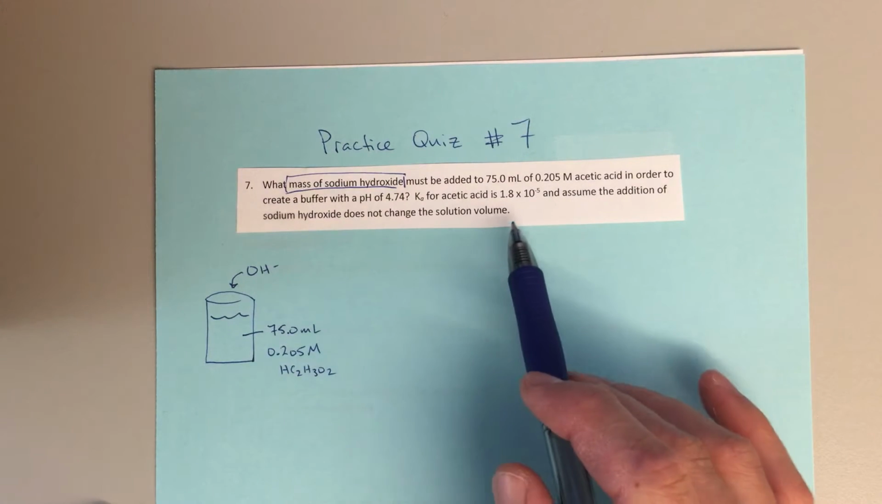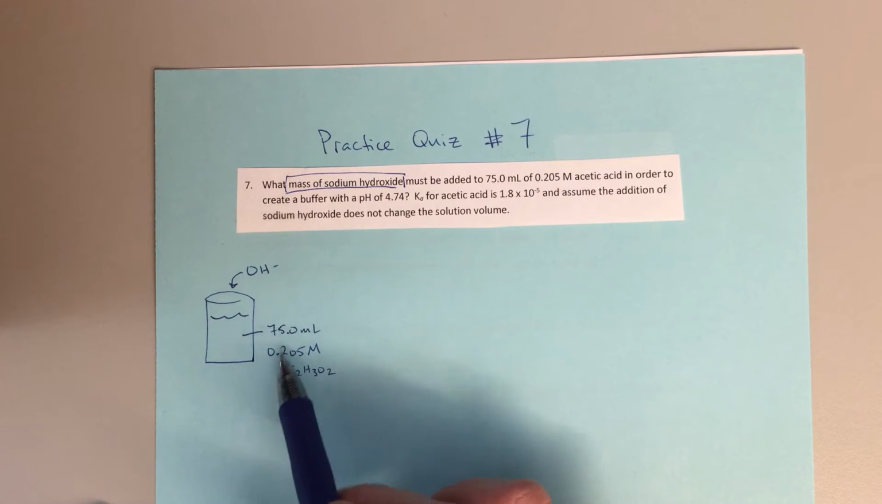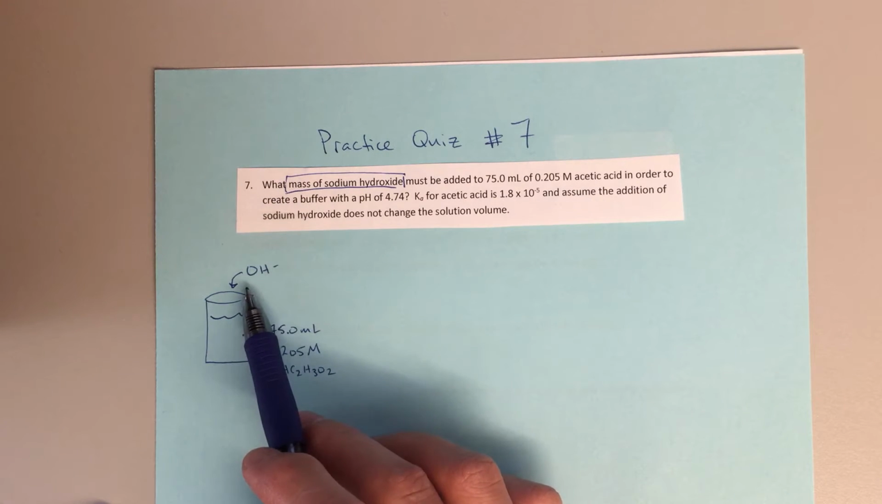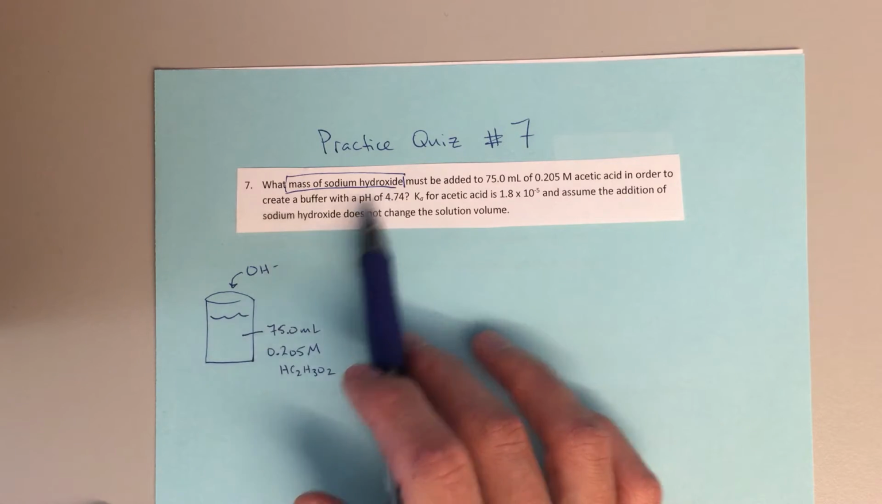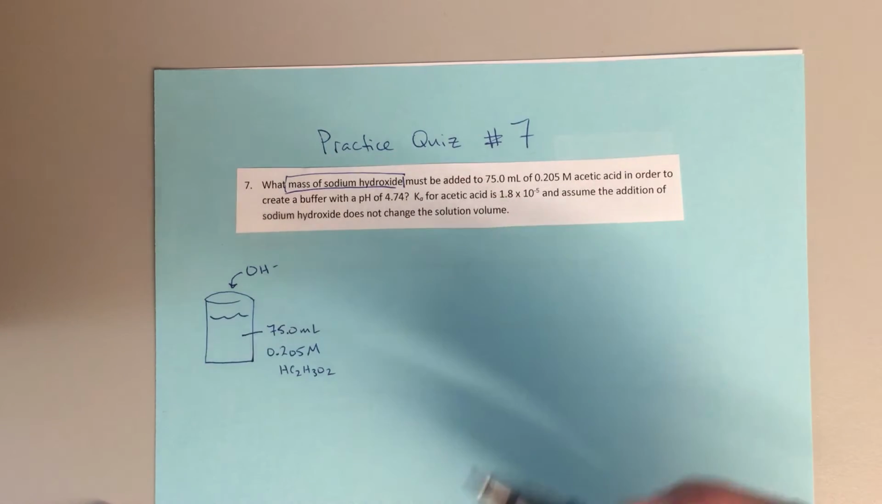And we've got some other stuff going on here. 75 milliliters of 0.205 molar acetic acid. So here I've drawn my little cartoon. And then I'm going to be adding in OH minus, right? I'm going to be adding in sodium hydroxide. It's a source of OH minus. And then this solution will become a buffer.